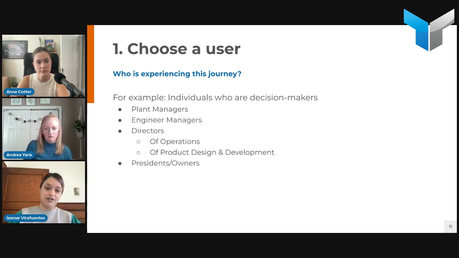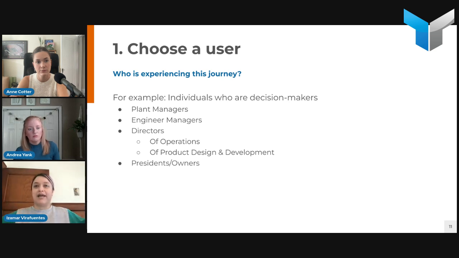That could be plant managers, engineer managers, any kind of director of product design development, or could also be president owners that may not have the bandwidth to have somebody else look into that, especially if they're a small business. So they're the ones that are looking for this kind of information.